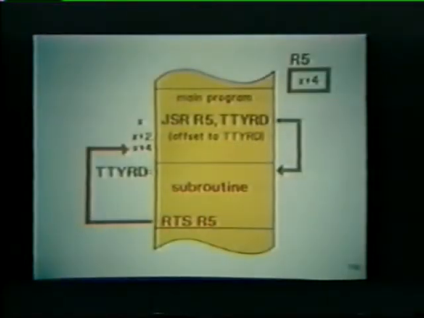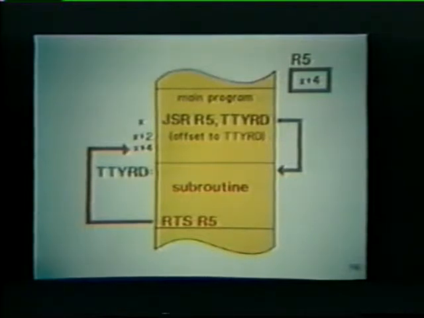Back in the main program, we used a JSR, or jump to subroutine instruction, to get us into the reader subroutine. Now, the last instruction of the subroutine is the JSR's companion, the return from subroutine, or RTS instruction. The JSR instruction, shown here at address X, causes the CPU to enter the subroutine at TTYRD. The JSR instruction also saves the old PC, X plus 4, in register R5 so that the CPU can return to its main program. At the conclusion of the subroutine, the RTS instruction returns the CPU to the main program by taking the address in R5 and placing it back in the PC.